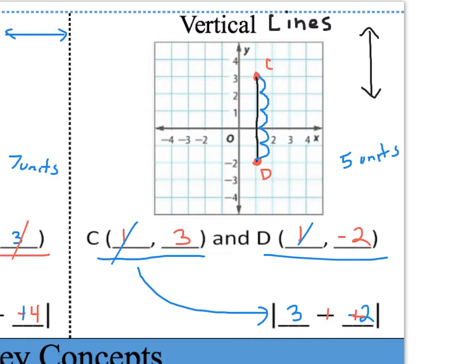So let's go ahead and use these key concepts to discuss the following examples. So I want to insert a quick slide right here and talk about something called zero pairs.